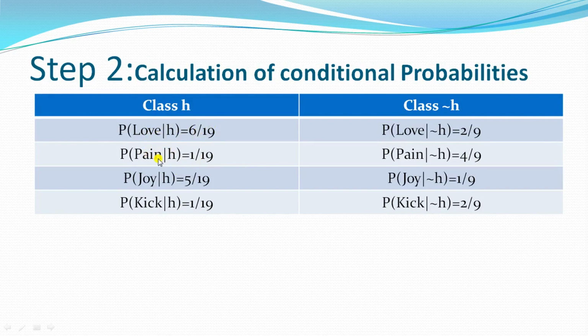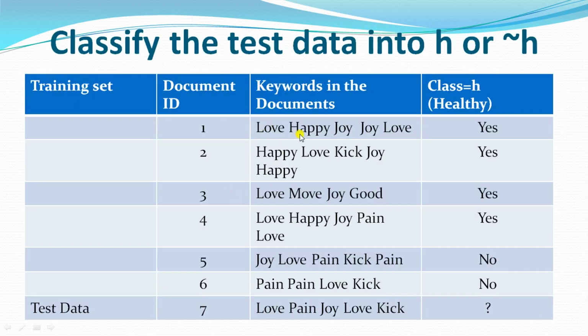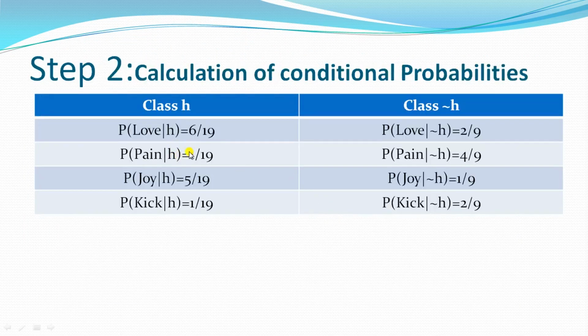Let's see the same thing for pain. Here the term pain is not there, here also the term pain is not there, but here one term pain is there. So it will be 1 by 19, meaning out of 19 terms, 1 is pain. Okay, next let's see joy.